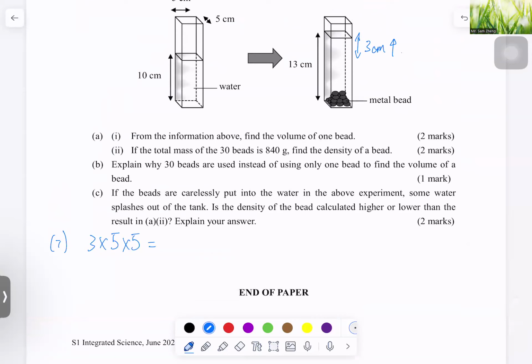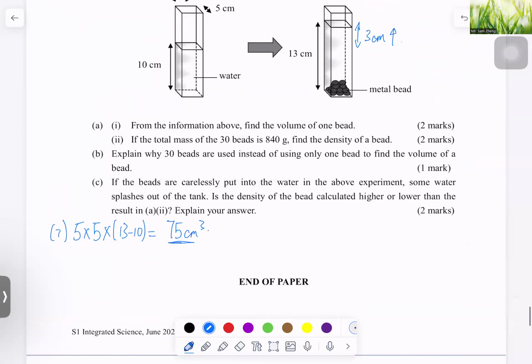So in this case, it would be 75 cm cube. Okay, maybe I use a better one, maybe easier for you in understanding. 5 times 5 times 13 minus 10, because we find out the difference, the increase in volume. After we have added the 30 metal beads, there is an increase in the water level. This increase of the water level would be equal to the increase in the total volume, and this also indicates it is the volume of the 30 beads.